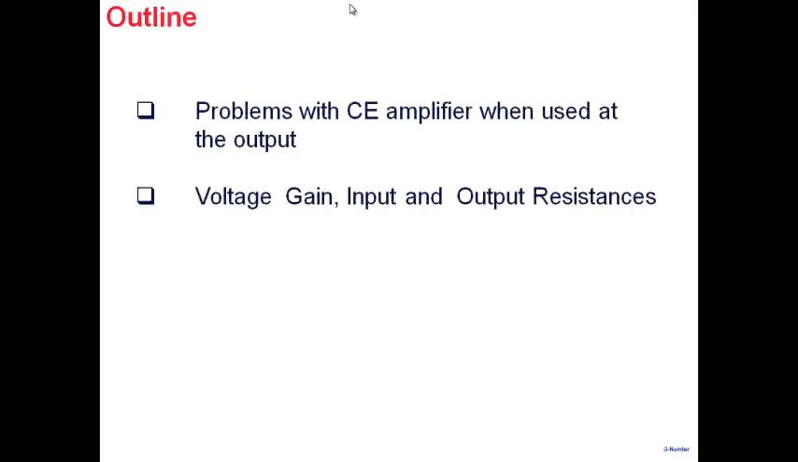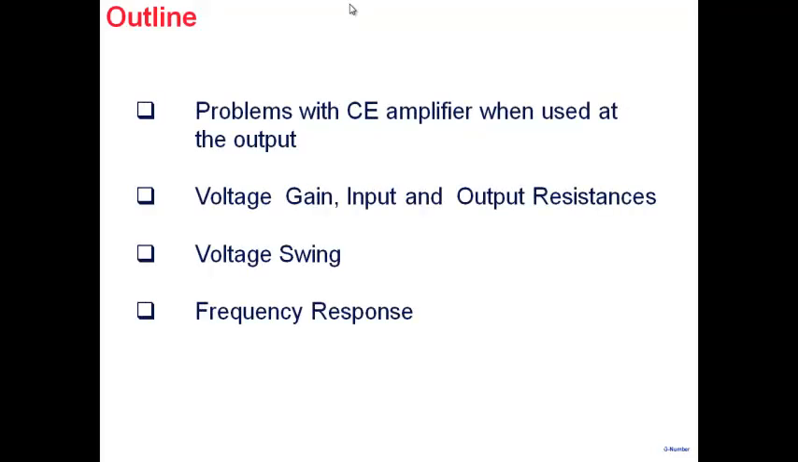So this is how we're going to proceed. Today's topic is a result of a previous topic, which was the common emitter amplifier, specifically the problems with the common emitter amplifier when you use it at the output stage, when you connect it to the load. And as usual, whenever we take an amplifier stage, we look at its voltage gain, input and output resistances. We look at its voltage swing. We look at its frequency response.